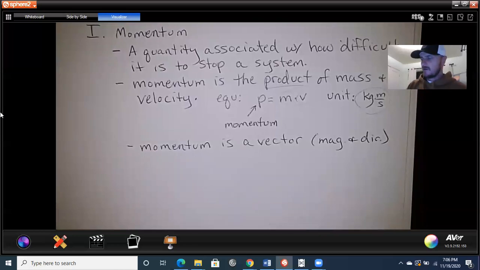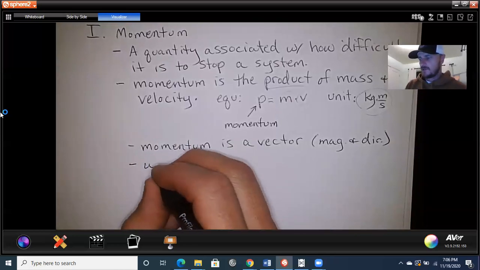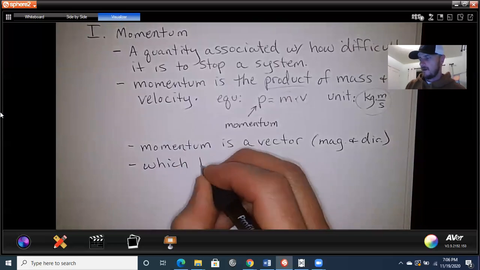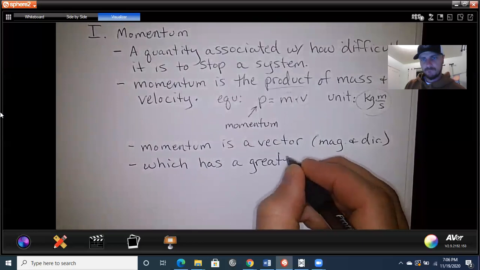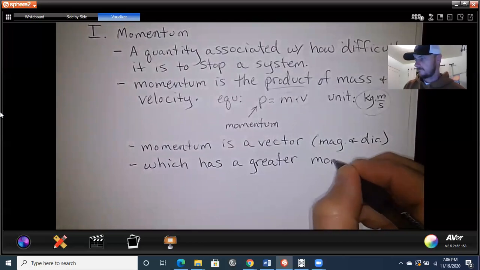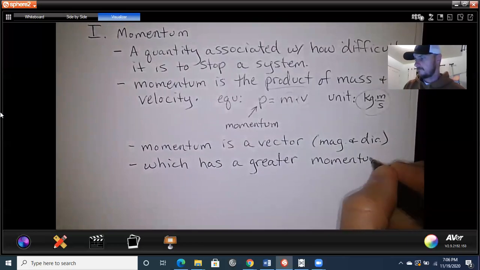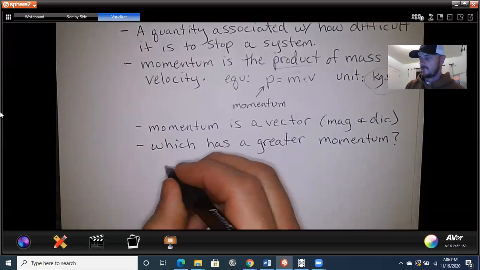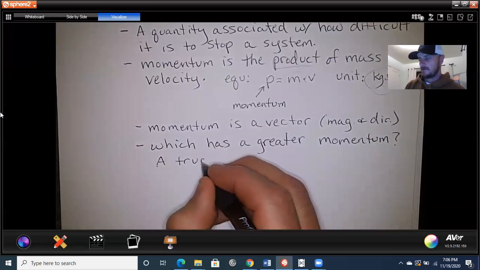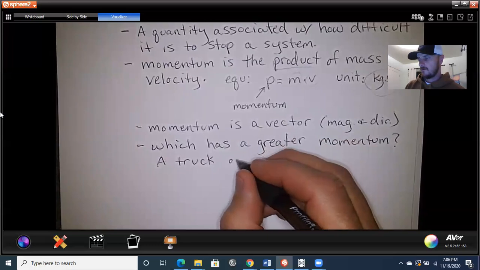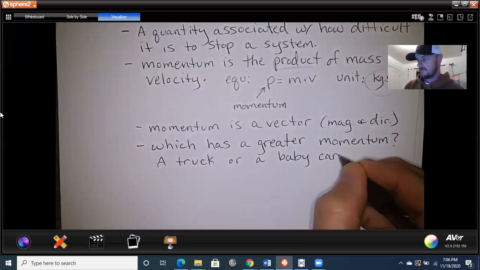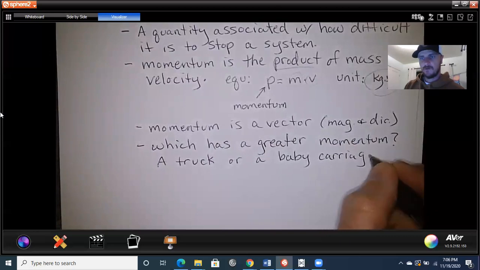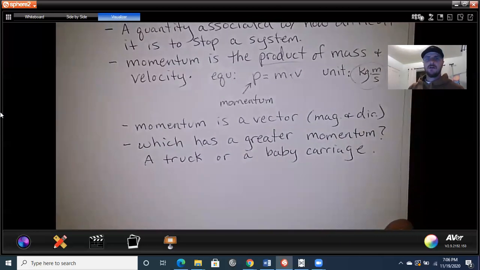Let's come up with a ridiculous question. Which has a greater momentum? A truck or a baby carriage? A truck or a baby carriage? I was just thinking, I don't know if I know how to spell carriage. I think that's right. Truck or a baby carriage.